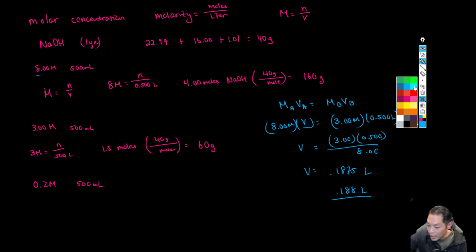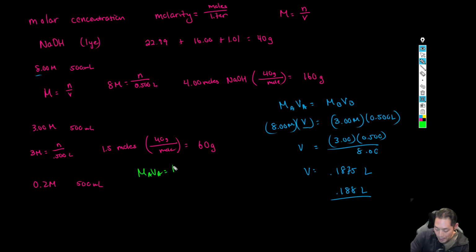I'm going to do the same thing now with my 0.2. So I'm going to get the 3 molar solution that I just created, and do the same thing. So here we have M of A, V of A equals M of B, V of B. And then I'm going to figure out what I need. So I need a 0.200. I want 3 sig figs again. And again, it's a 500 milliliter solution or volumetric flask. So I want to know how much of the 3 molar solution I need.